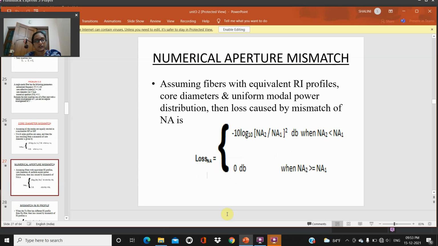Numerical aperture mismatch. Here also, assuming fibers with equivalent refractive index profiles, core diameters and uniform modal power distribution, the loss caused by the mismatch of numerical aperture is loss of NA equal to minus 10 log 10 of (NA2/NA1)^2, and 0 dB when the numerical aperture of the second is greater than or equal to the numerical aperture of the first.